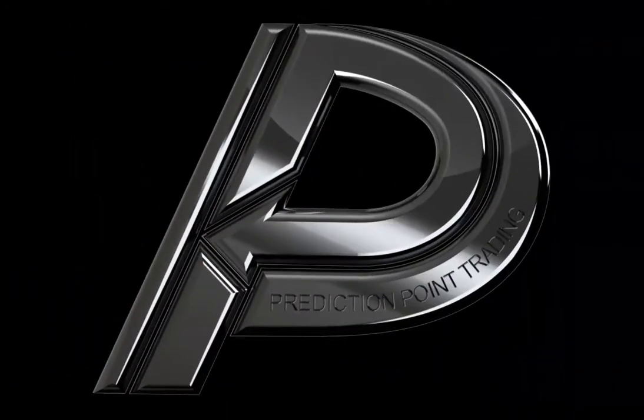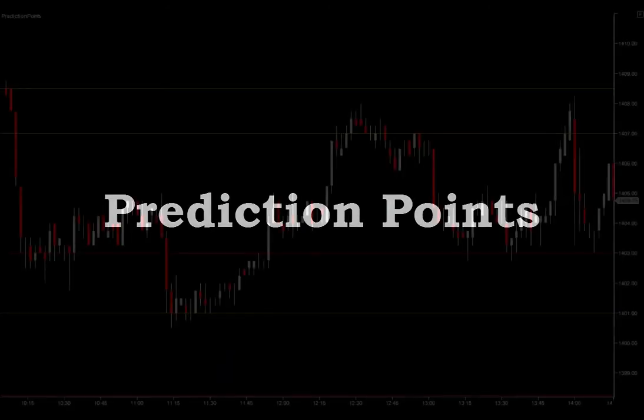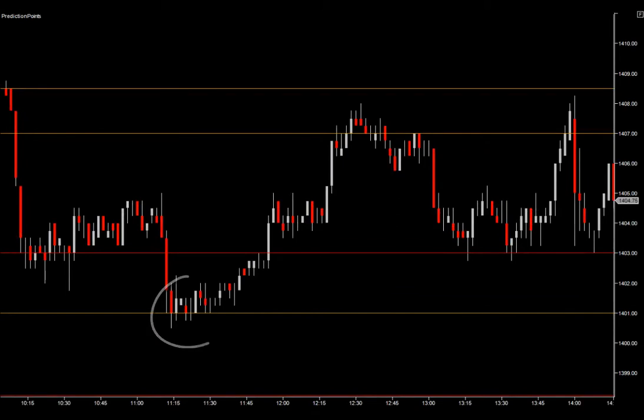The prediction point trading method is an ultra simple, easy to understand way of approaching the market. It consists of 4 main components. The first component to the prediction point trading method is prediction points. These uncanny price levels have held their ground with accurately detecting the market's heartbeat, the ups and downs of intraday market movement, every single day since their inception in 2007.